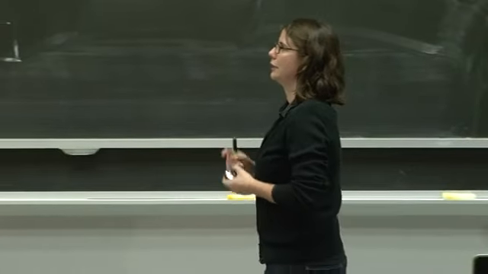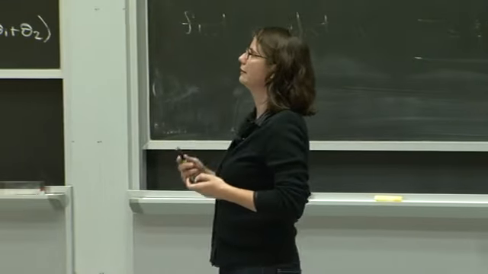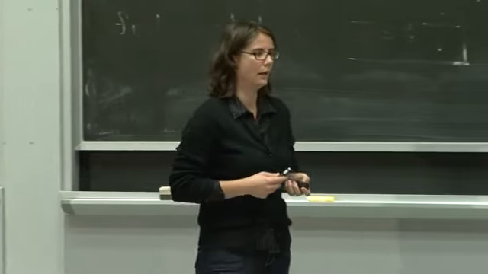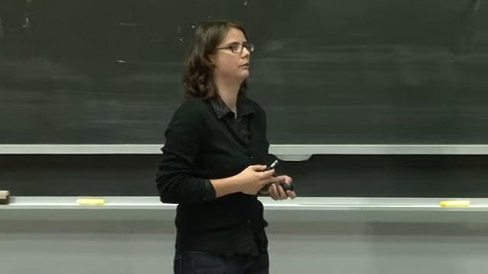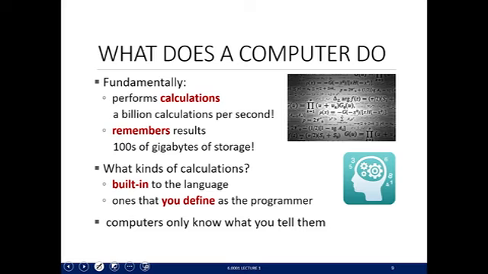Okay, so that's all for the sort of administrative part of the course. So let's start by talking at a high level, what does a computer do? So fundamentally, it does two things. One, it performs calculations, and it performs a lot of calculations, right? Computers these days are really, really fast. 1 billion calculations per second is probably not far off.